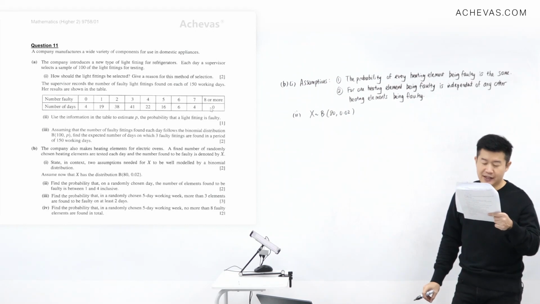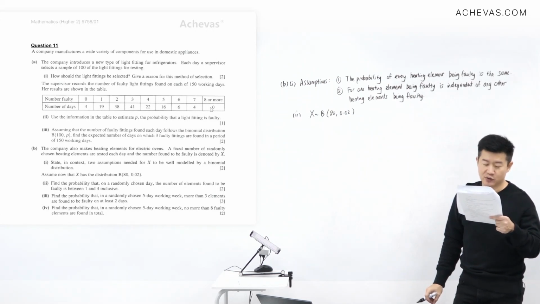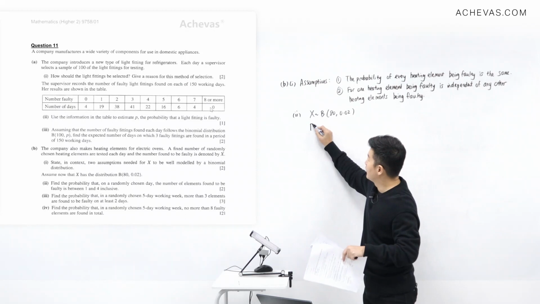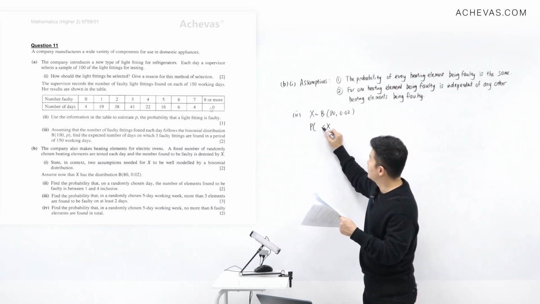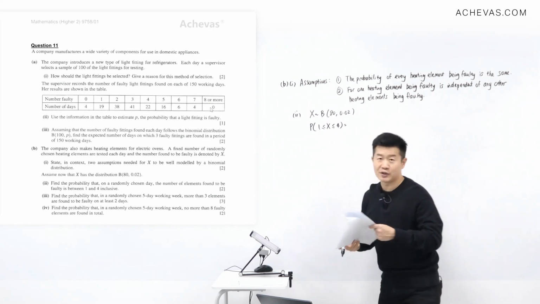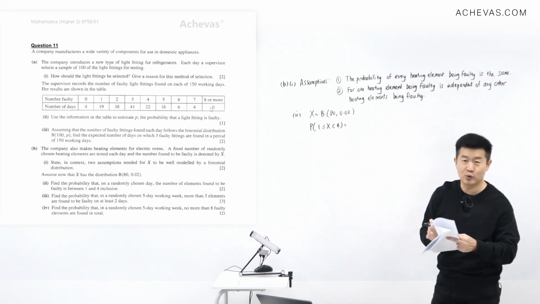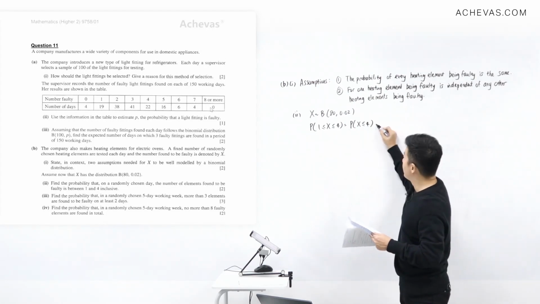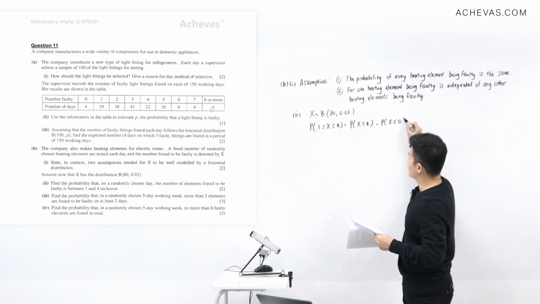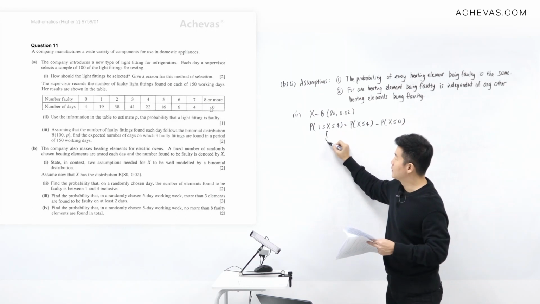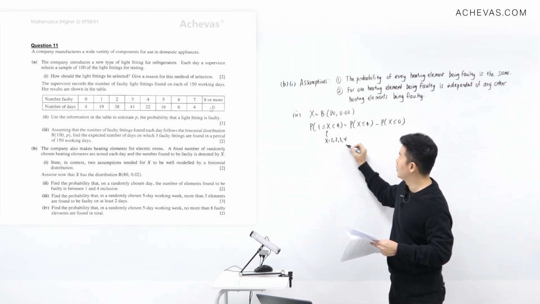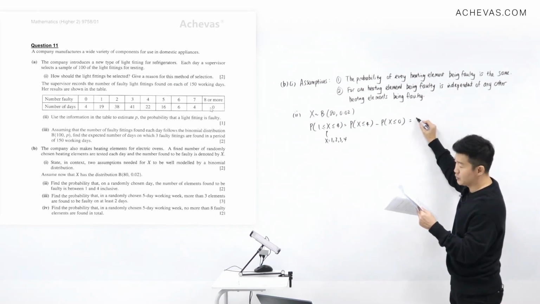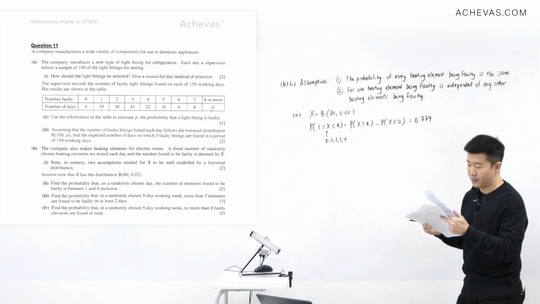Part 2, find the probability that on a randomly chosen day, the number of elements found to be faulty is between 1 and 4 inclusive. So for part 2, we are trying to calculate the probability that X is between 1 and 4 inclusive. Because of the limitation of our graphing calculator, we need to tweak this in order to calculate it. So I'm going to go for P(X ≤ 4) minus the probability that X ≤ 0, because what we want is when X is equal to 1, 2, 3, 4. So less than or equal to 4 minus 0 will leave us with 1, 2, 3, 4. Pressing this into the calculator, we will get 0.779. This is for part 2.